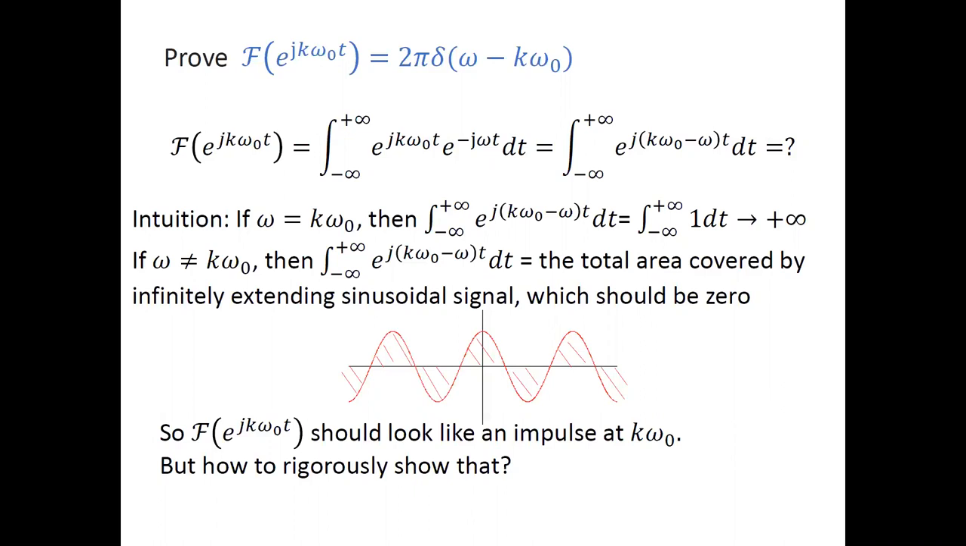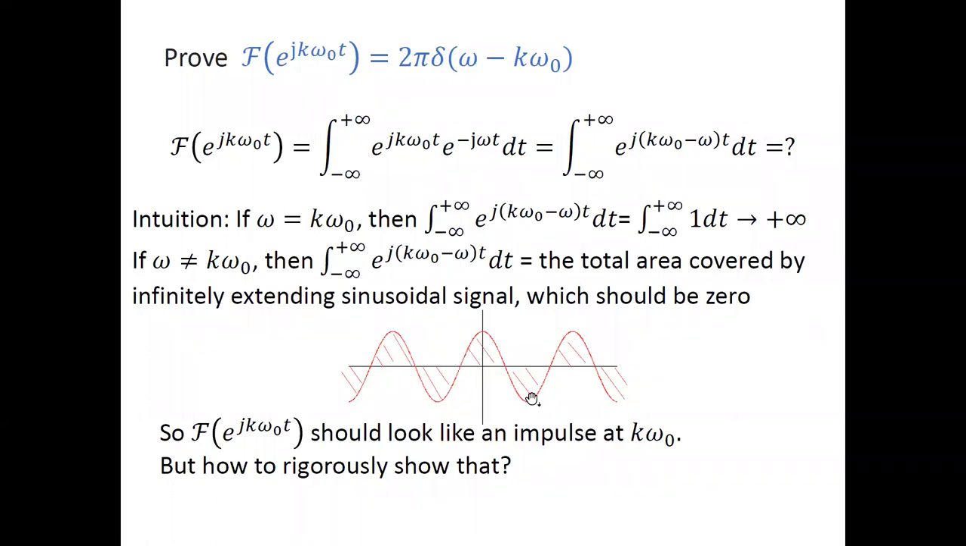When omega is k omega_0, then the exponent becomes zero. We are taking the integral of a constant one from minus infinity to plus infinity, so the result should be plus infinity. It's not a finite result. When omega is not k omega_0, then applying Euler's formula, this exponential is cosine of (k omega_0 minus omega) t plus j sine of (k omega_0 minus omega) t. We need to calculate the integral separately for the real part, the cosine, and for the imaginary part, the sine. But cosine and sine look quite similar, so let's just look at the cosine, the real part.